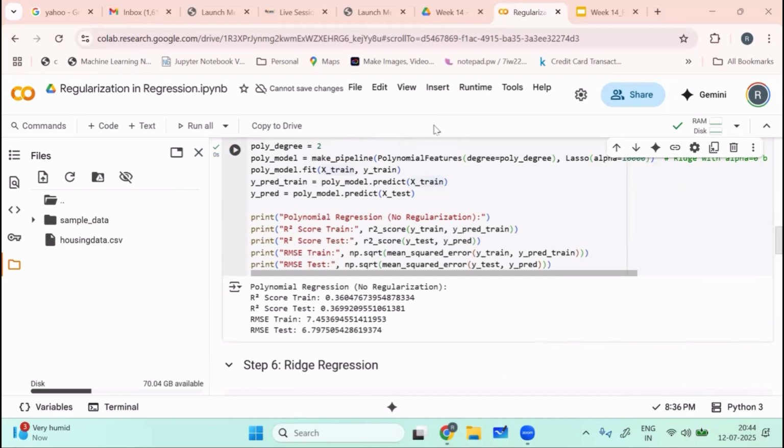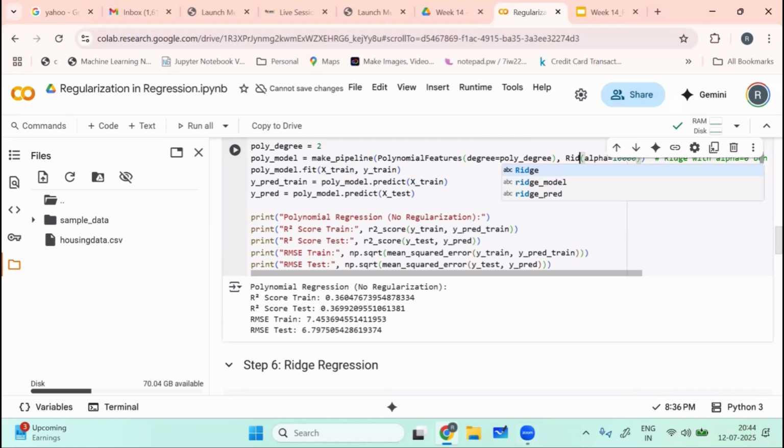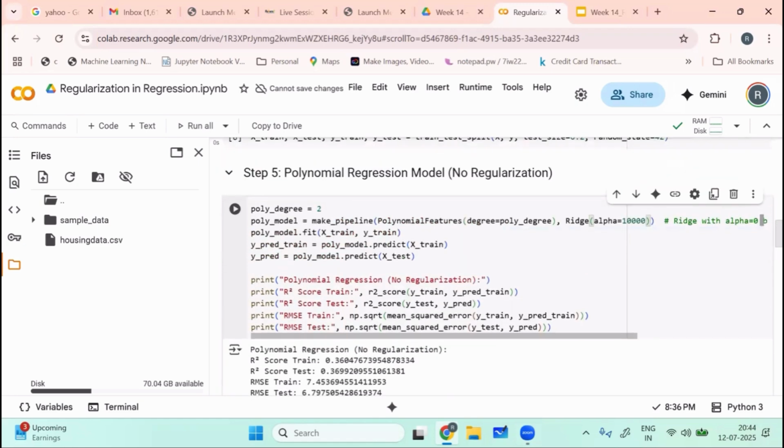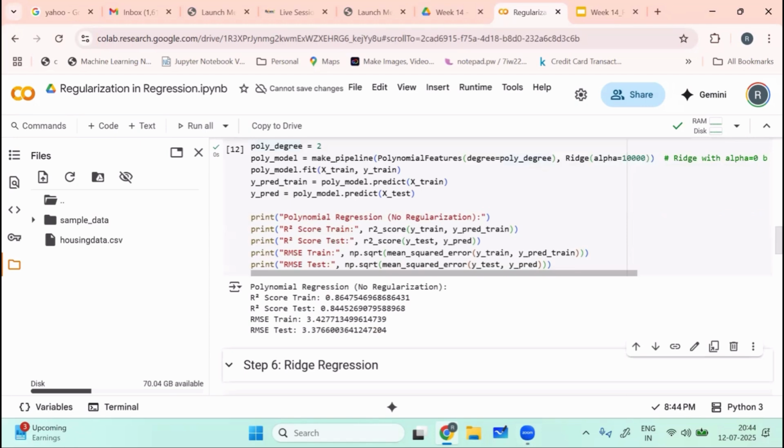So let me run the ridge again. Let me change here itself, right? What I'm doing is I'm saying that it's ridge. And what alpha do you want to be tested on ridge? Same, 10,000. 10,000 works. Let's see. So here, see, with the ridge, this model is better.